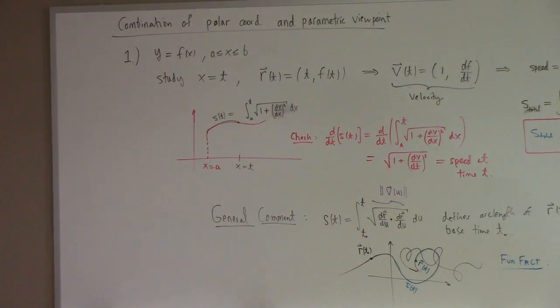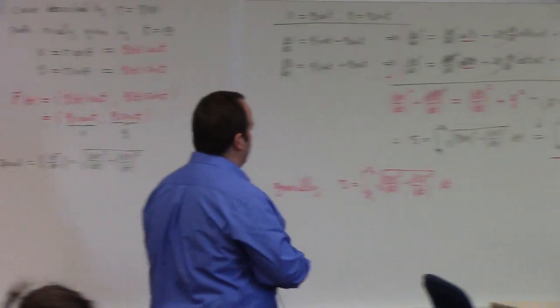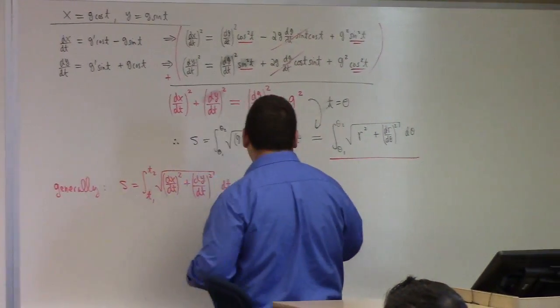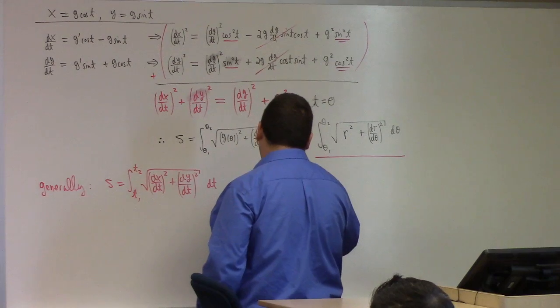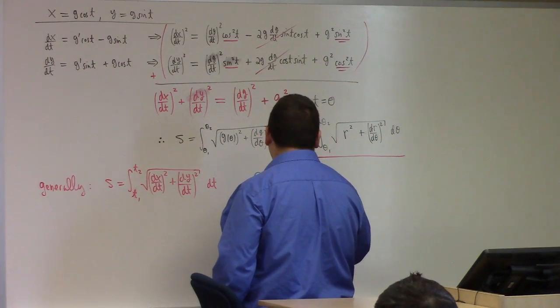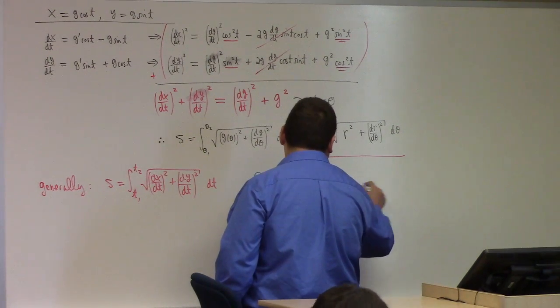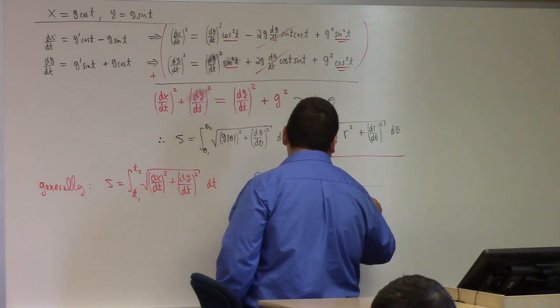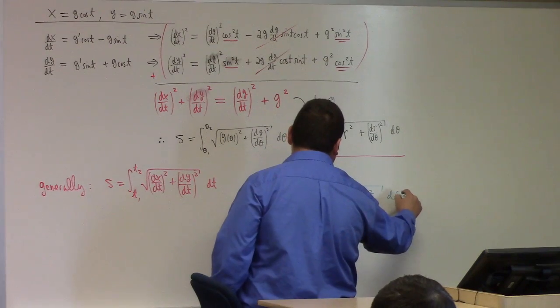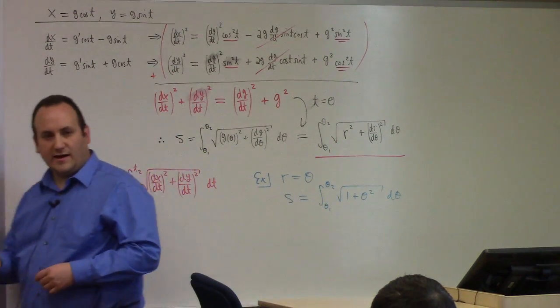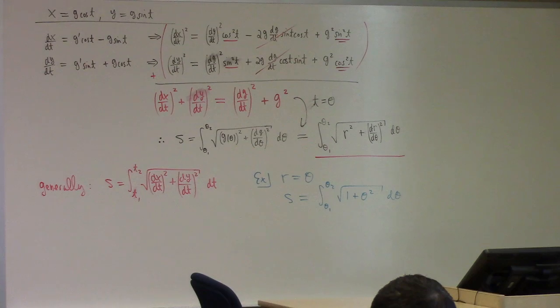Oh, by the way, before I forget, a nice example to follow up on this one is if you just look at r equals theta, the arc length for that curve is the integral from theta 1 to theta 2 of the square root of 1 plus theta squared d theta. That would be a pain to actually work out, but there's a nice example, remember that spiral? With this way of thinking, we could actually calculate the arc length of a spiral if you wanted to.